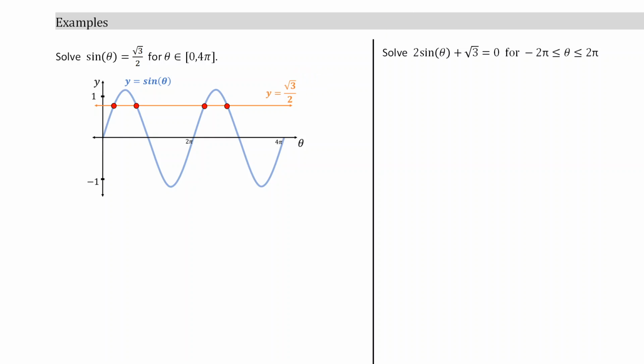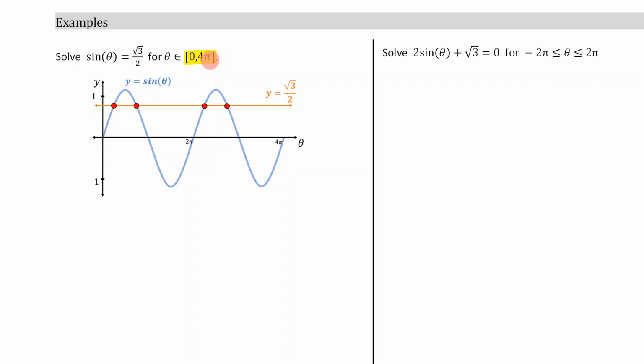So we're going to answer this example before us, and it's slightly different to what we've seen before. It's saying solve sine of theta is equal to the square root of 3 on 2, for theta an element of 0 to 4 pi. So what makes it different is that we're no longer dealing with a domain of 0 to 2 pi, we're dealing with a domain of 0 to 4 pi.